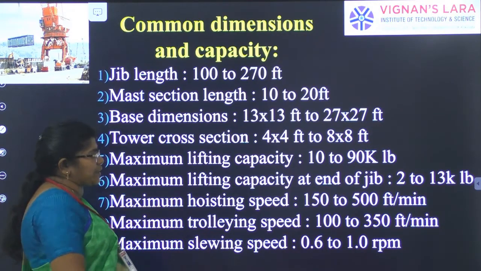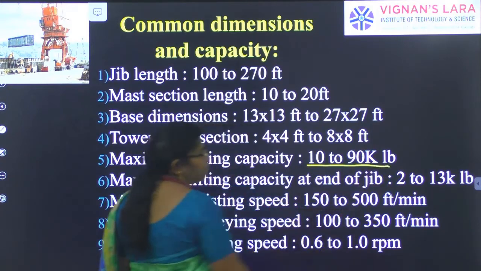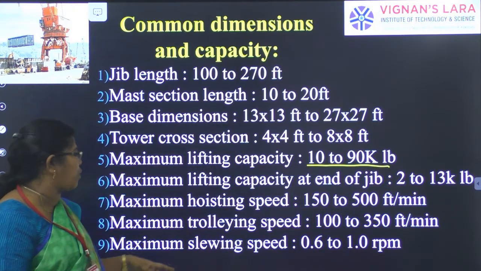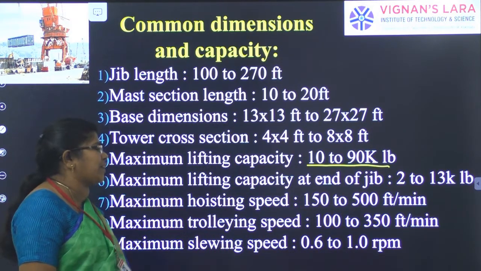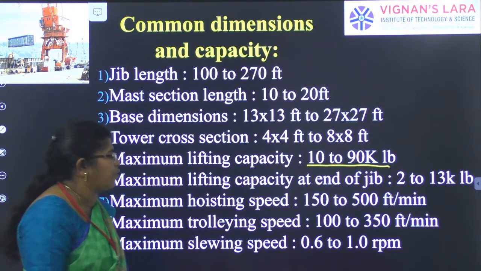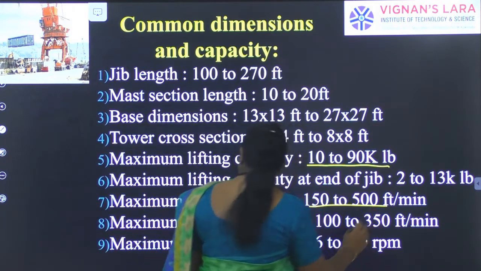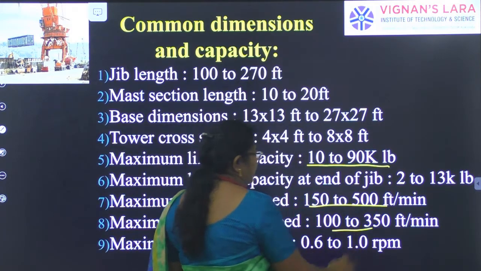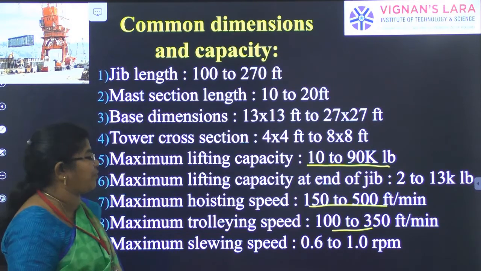Maximum lifting capacity, you can see it is in kilopounds, right? It is given in pounds. And maximum lifting capacity at the end of the jib is 2 to 13 kilopounds. Hoisting speed is 150 to 500 feet per minute. And also trolley speed is 100 to 350 feet per minute.